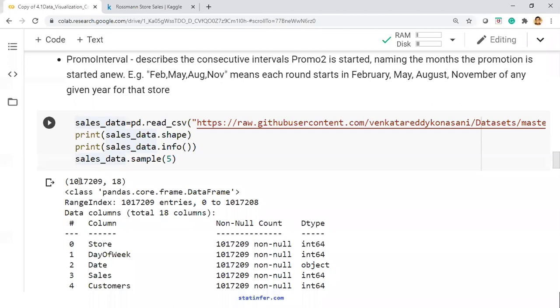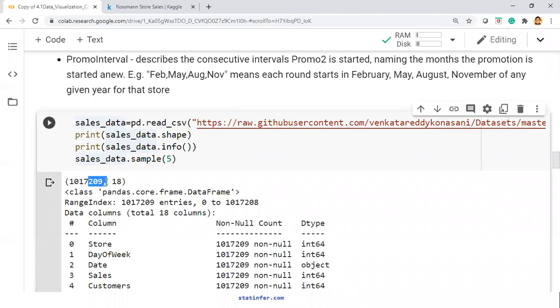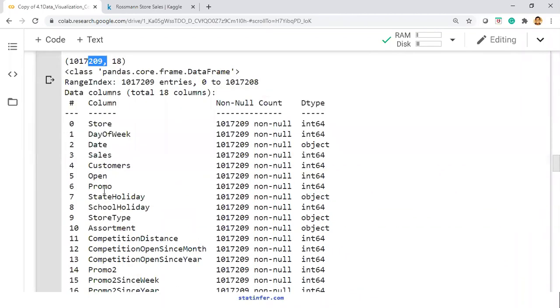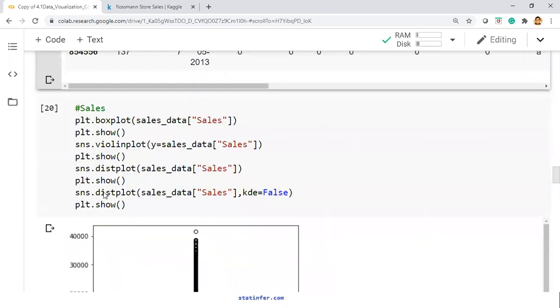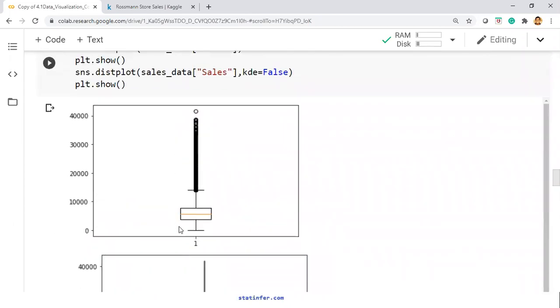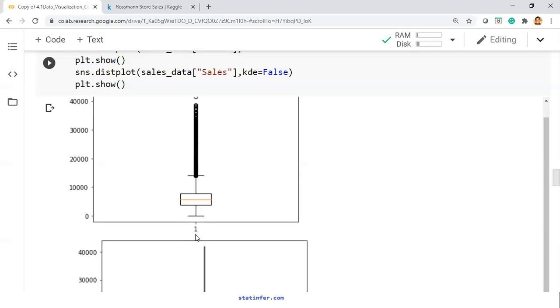This data set has more than 1 million rows. Nearly how many rows are there? Nearly 1.01 million rows. And when you look at the sales data, you can make a comment. Minimum sales is obviously 0. Maximum sale in a day has gone up to almost 40,000 within a single store itself. And there are some outliers. Usually the median, if you see, is around 5,000 or something. Maybe when we see the describe output, we will get to know. Looks like the usual range stops somewhere around 15,000, but it is going as much as 40,000, isn't it? Outliers are present.